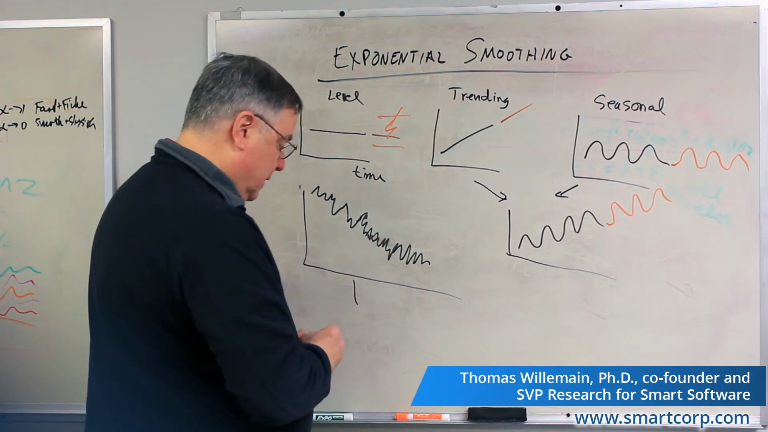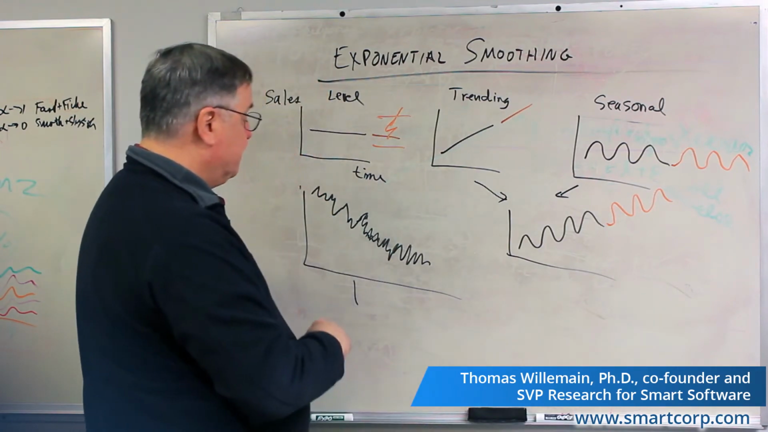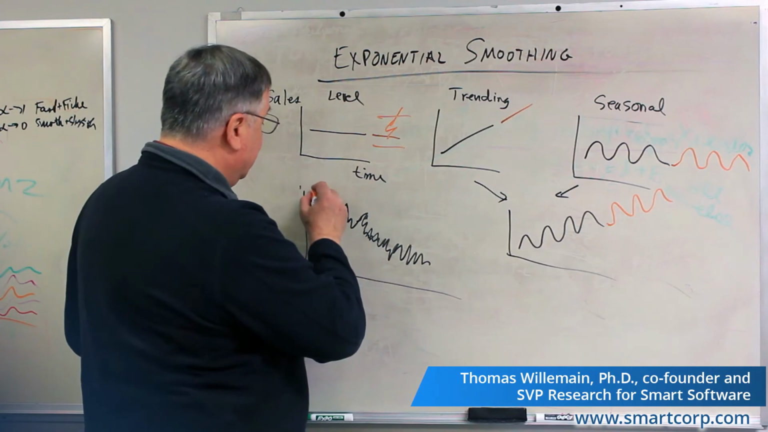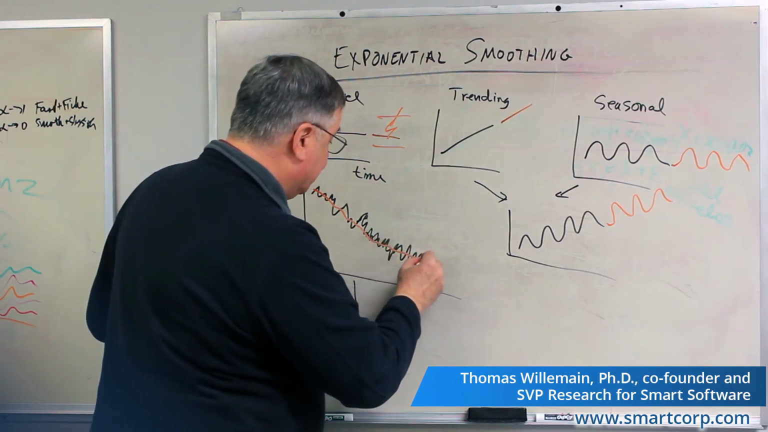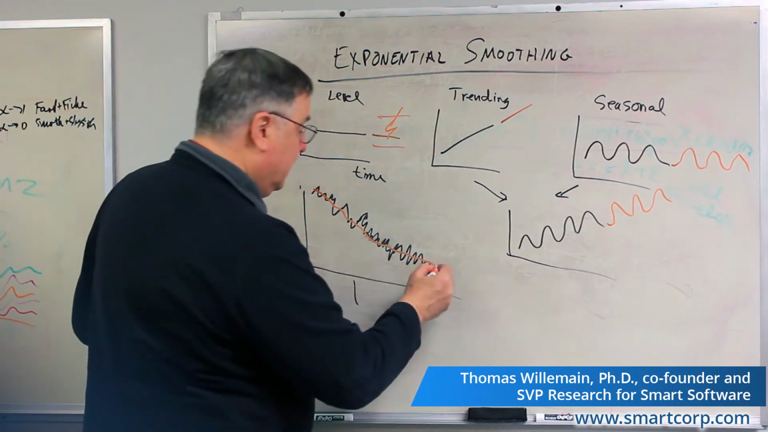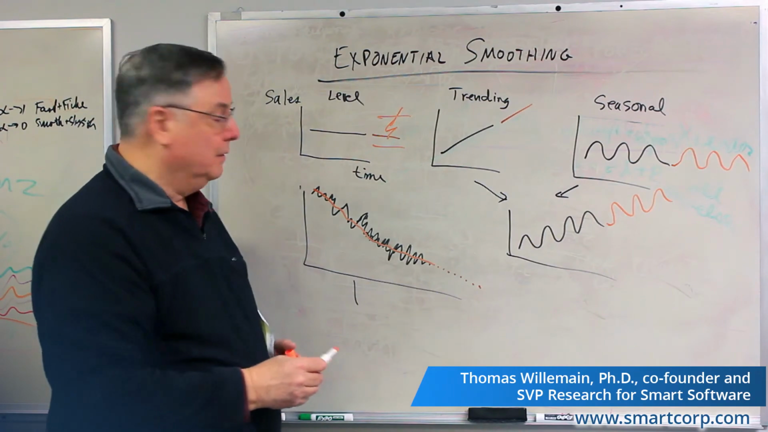Well, what exponential smoothing is trying to do for us is expose what's underneath the noise, and it will try to discover this and then show that it sort of bends a little bit, and from here on it would project this line as a forecast.